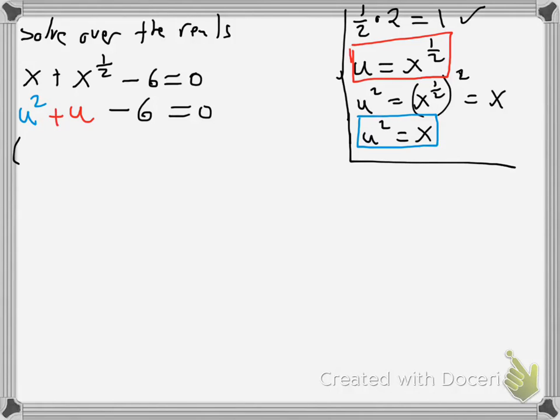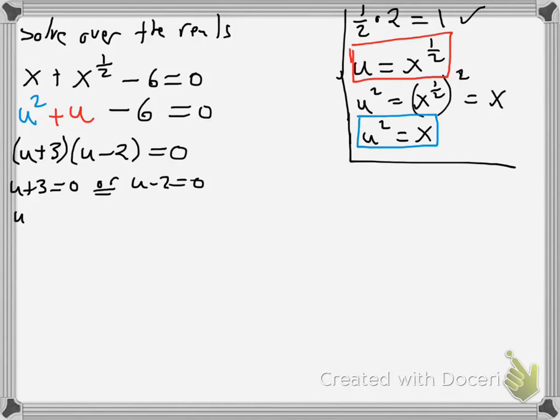Okay, now this is in quadratic form, so this is something that we can factor pretty simply. The product here is going to be -6 and the sum is +1. So our factors here would be +3 and -2. And then at this point in time, we'll set both our factors equal to 0, solving both of those. So u plus 3 equals 0, we subtracted 3 from both sides. u minus 2 equals 0, we added 2 to both sides.